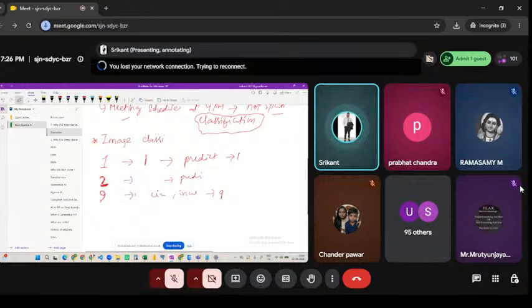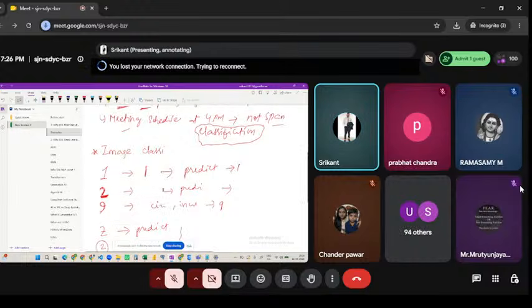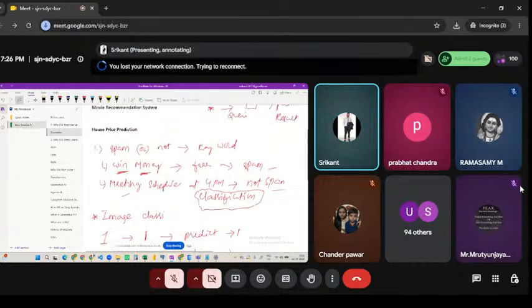This is not proper prediction. If someone draws something like this, it will predict 2, but this is not a 2, right? If someone gives the data like this, it will also predict 2. This is not a proper prediction. So that is why people implemented something else, right?